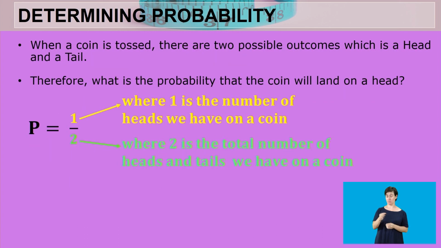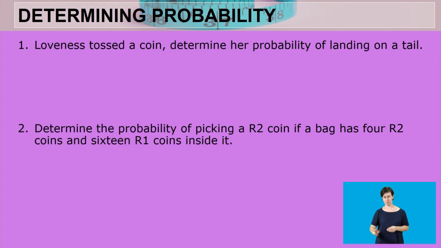When a coin is tossed, there are 2 possible outcomes, which are a head and a tail. Therefore, what is the probability that a coin will land on a head? Probability is equal to the favorable divided by the possible. The 1 represents the number of heads that we have on the coin. We only have 1 head on a coin. The 2 represents the total number of all the possible outcomes that we have on a coin.